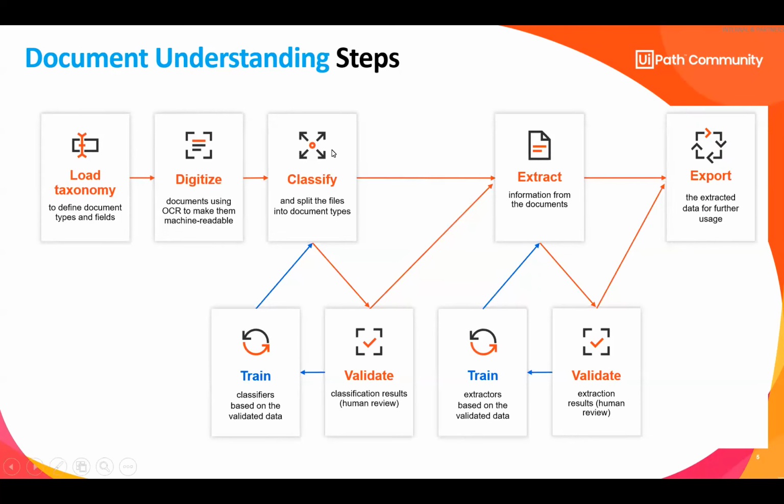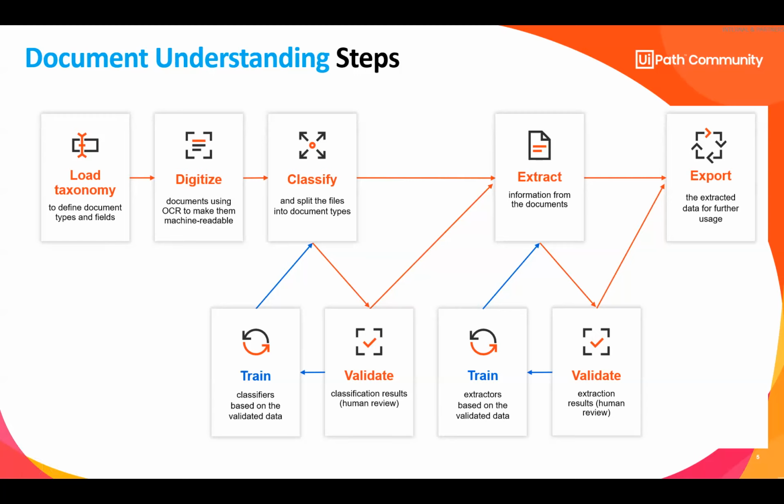Once the bot is not able to classify the data, I mean, if the bot is not able to identify the type of the document, then what can we do? We can send it for human validation. We take the help of a human to classify the document, and then we retrain the classifiers based upon the human validated data.